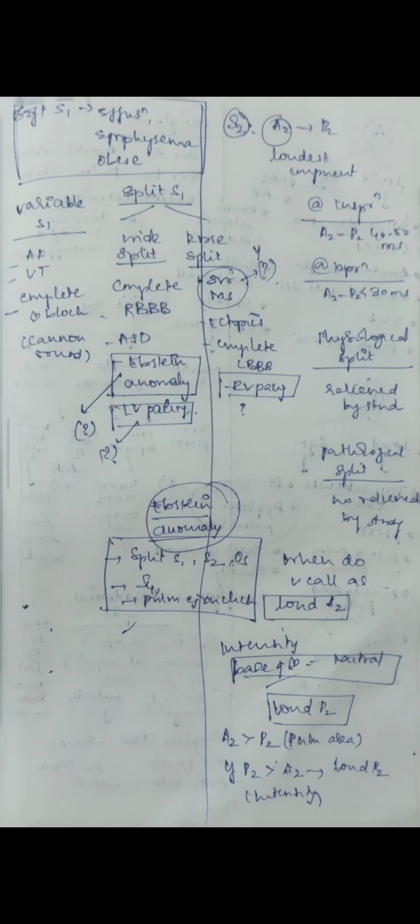In every heart block you would expect the soft S1. And talking about your soft S1 conditions, another few are your effusion, your emphysema and your obese conditions, where you would expect a soft S1.